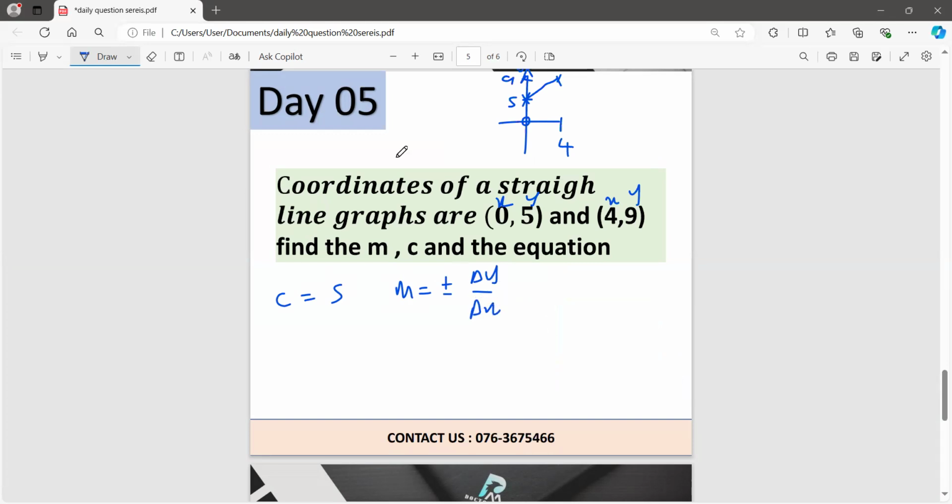So according to me, when a car goes from left to right, if it is climbing a mountain, the gradient is plus. If it is coming down the slope, the gradient is minus. Now you can understand this is going in this way. Therefore, this gradient should be plus. Delta y means difference of y, delta x means difference of x.